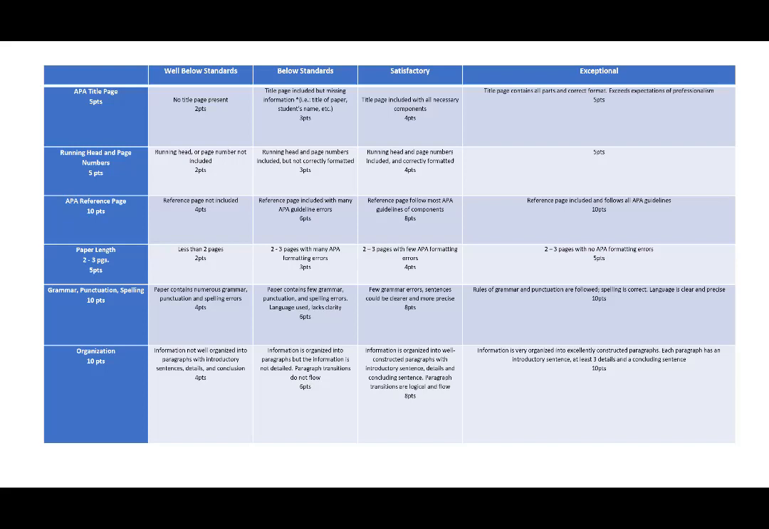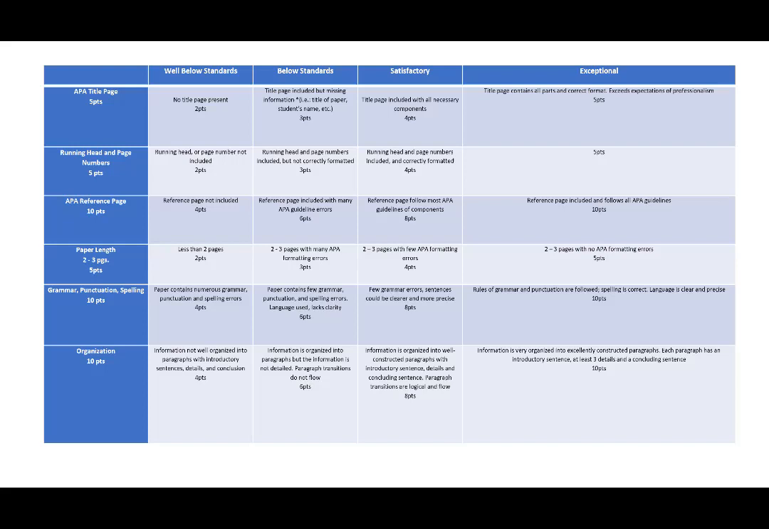If you put them on there, but they're not correctly formatted, so let's say that your running head was not capitalized or your page number was at the bottom, you could still get 3 points. If the running head and page numbers are included and correctly formatted, you get 4 points. And if you've somehow exceeded and done way over the top, you will get 5. If I'm having a lenient day or something.